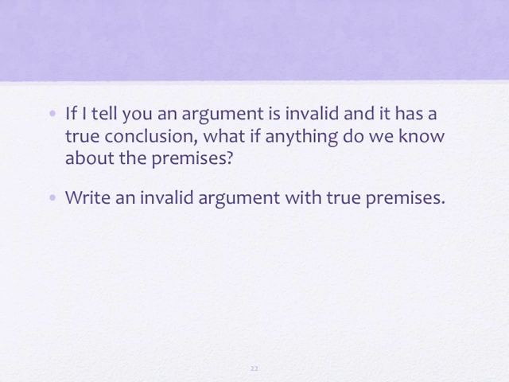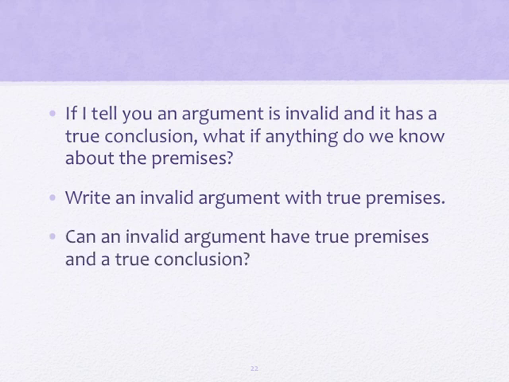Why don't you try to write an invalid argument with true premises? Okay, an example of that might be, there's all sorts of ways to go here. The largest ocean in the world is the Pacific Ocean. Therefore, the smallest ocean must be the Atlantic. Right? So you start with true premises, but there's no bridge there, so it certainly is invalid.